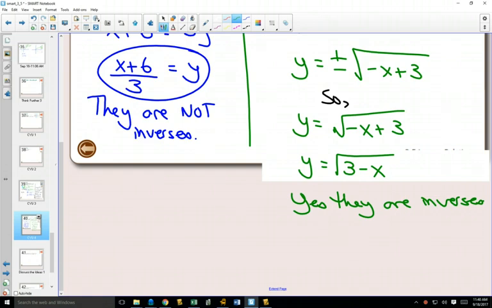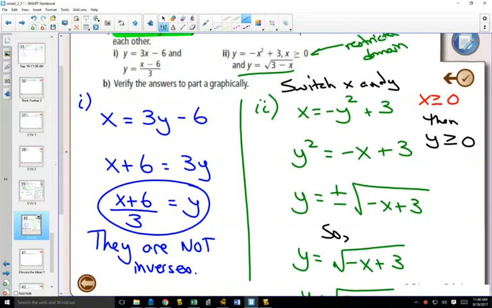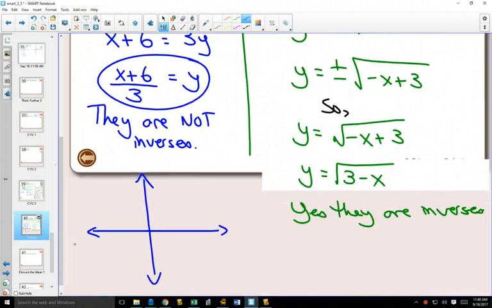In part B, it says, could you verify this graphically? So what we're going to do in part B is we are going to graph the original one each time in red, and we're going to graph the image in green that they gave us. So I'm going to graph one in red and one in green. y equals 3x minus 6. That's an easy one to graph because it's in y equals mx plus b form.